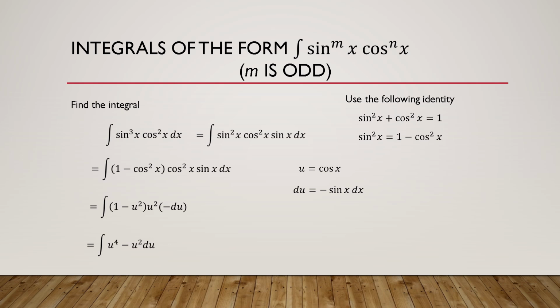When we take this integral, we get u to the fifth over 5 minus u cubed over 3 plus c. Substituting u for cosine, we get our final answer, cosine to the fifth x over 5 minus cosine cubed x over 3 plus c.